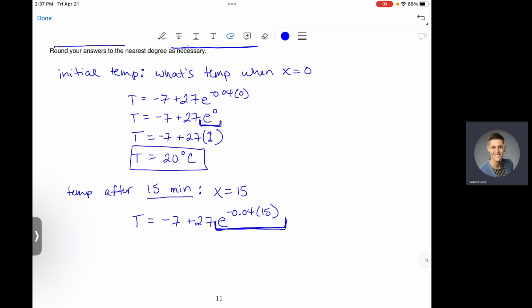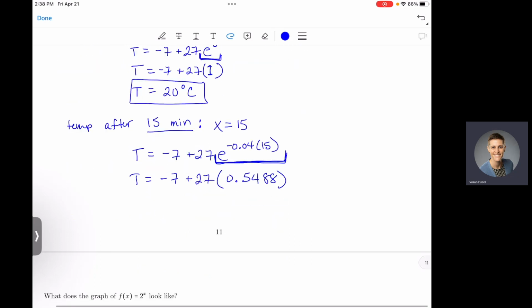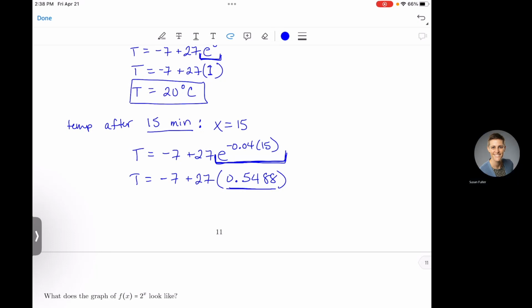power. And what we get out of that, I'm going to do this step by step. You could plug all of this into your calculator all at once if you wanted to, but I'll do it step by step for you, to make sure that you're comfortable using your calculator here. This says to round your answers to the nearest degree overall. But again, because of rounding error, I'm going to take it out to about 4 decimal places in the middle, and I'll just round at the end. So when I do e to the negative 0.04 times 15, I get this decimal. And so now, order of operations, I'm going to take that number and multiply by 27.